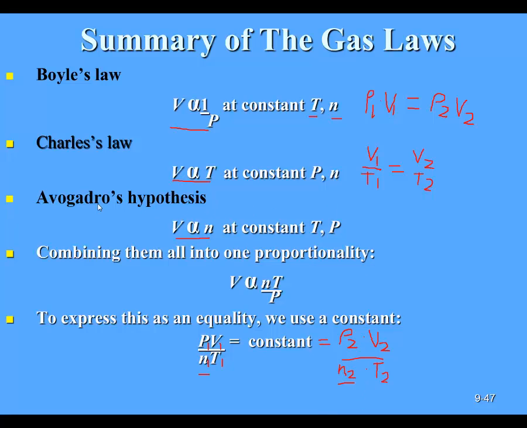Now if I'm looking at Avogadro's hypothesis, we assumed temperature and pressure were constant. So if I kept temperature constant and I kept my pressure constant, I could go ahead and cancel those out because they would be equal to one another on both sides of the equation. We can then see that my initial volume 1 over my initial number of moles 1 is equal to my final volume over my final number of moles.